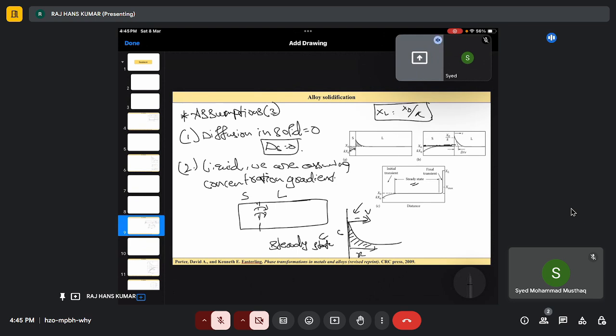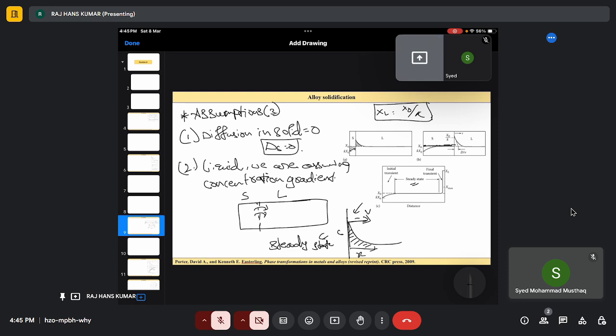Now, during this steady state growth, the concentration profile in the liquid must be such that the rate at which the solute diffuses down the concentration gradient away from the interface is balanced by the rate at which the solute is rejected from the solidifying liquid.